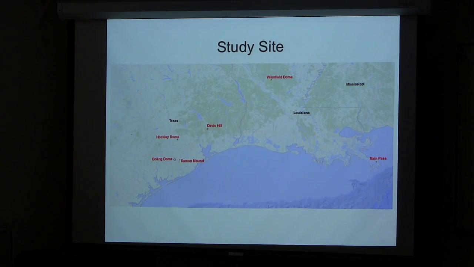So for this study, cap rock was sampled from 6 different domes. We have 5 onshore, which are Bowling Dome, Damon Mound, Hockley Dome, Davis Hill, and Winfield Dome. And then we also have 1 offshore Louisiana, which is Main Pass. And then also plotted in here are the specific locations for the sampled wells for the Gulf Coast formation waters. And these chemical compositions come from a paper from Crocker and Hanor in 2003 entitled Deep Fluids Within Sedimentary Basins.